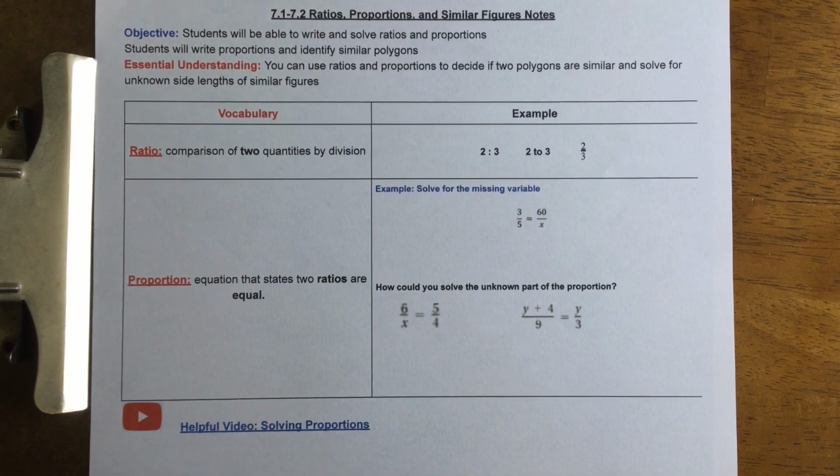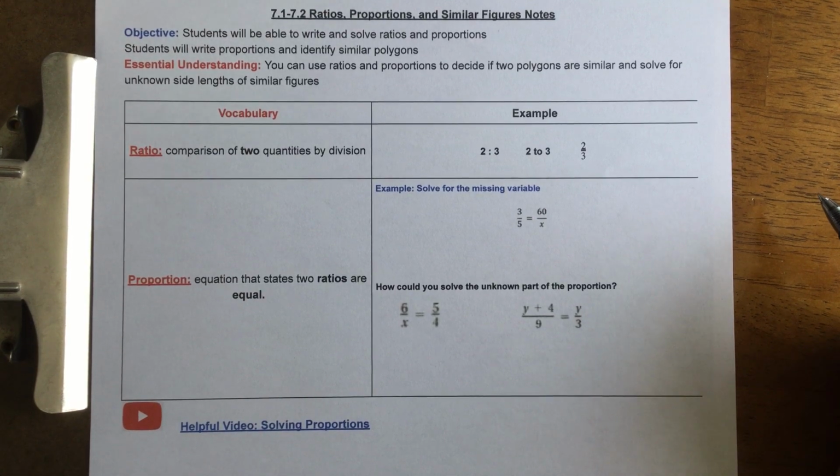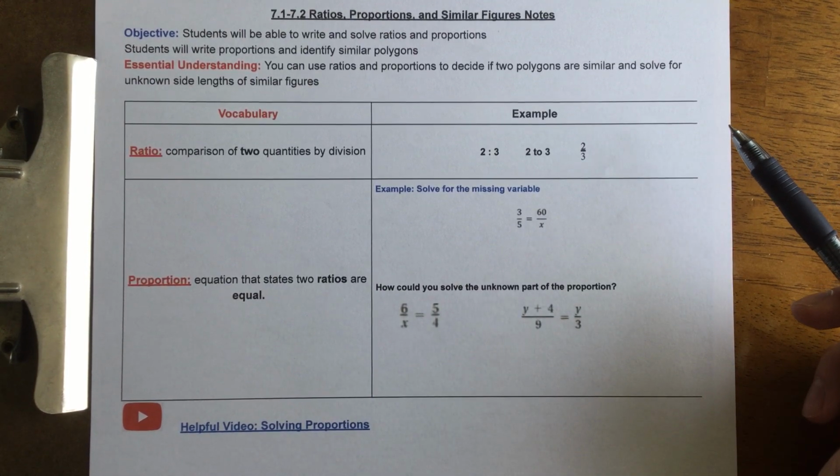Hello everyone, and today we're going to look at ratios, proportions, and similar figures or similar polygons. The first part of this video we're going to look at ratios and proportions. So a ratio is a comparison of two quantities by division.